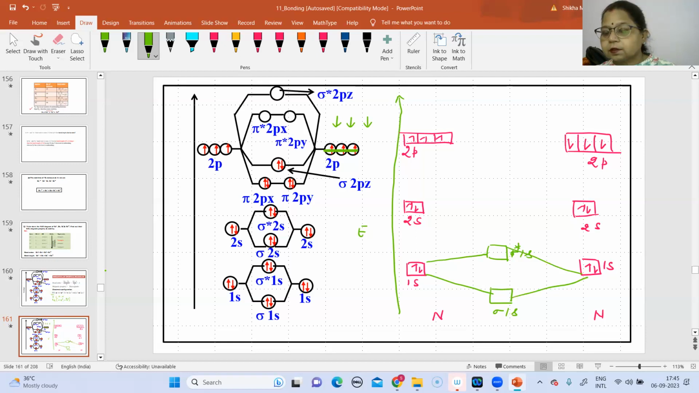This shows that the sigma 1s anti-bonding orbital is at a higher energy level as compared to any of the atomic orbitals as well as the sigma 1s bonding orbital. Then what we have to do? We have a total of 4 electrons, 1s2, 1s2, 2 times. So what we will do? We will put 2 electrons here, 2 here and 2 here, right?